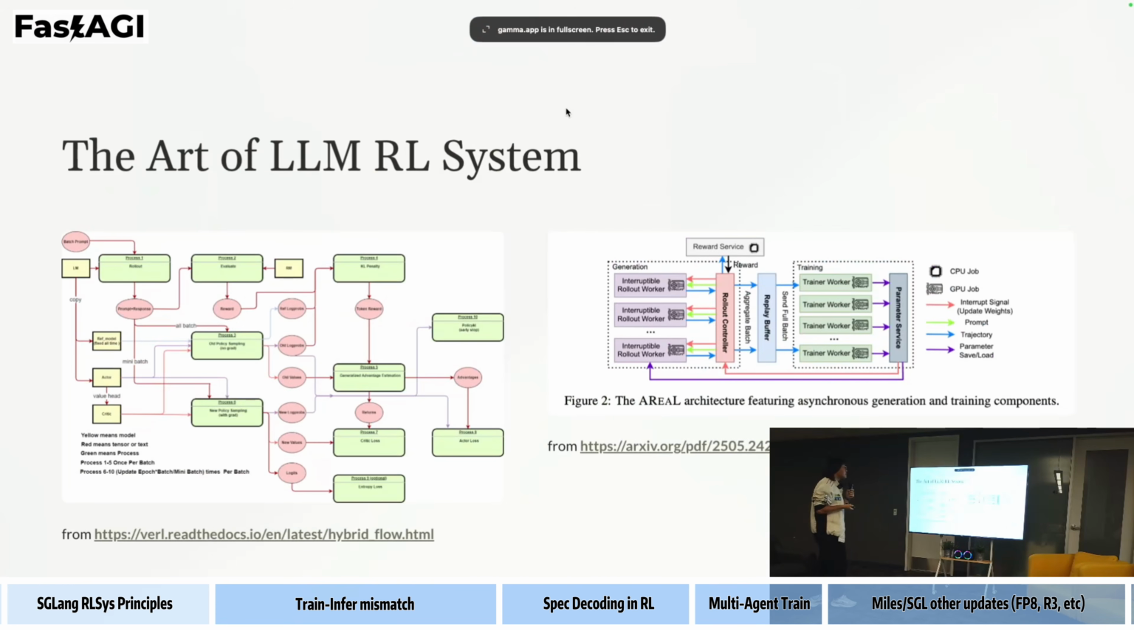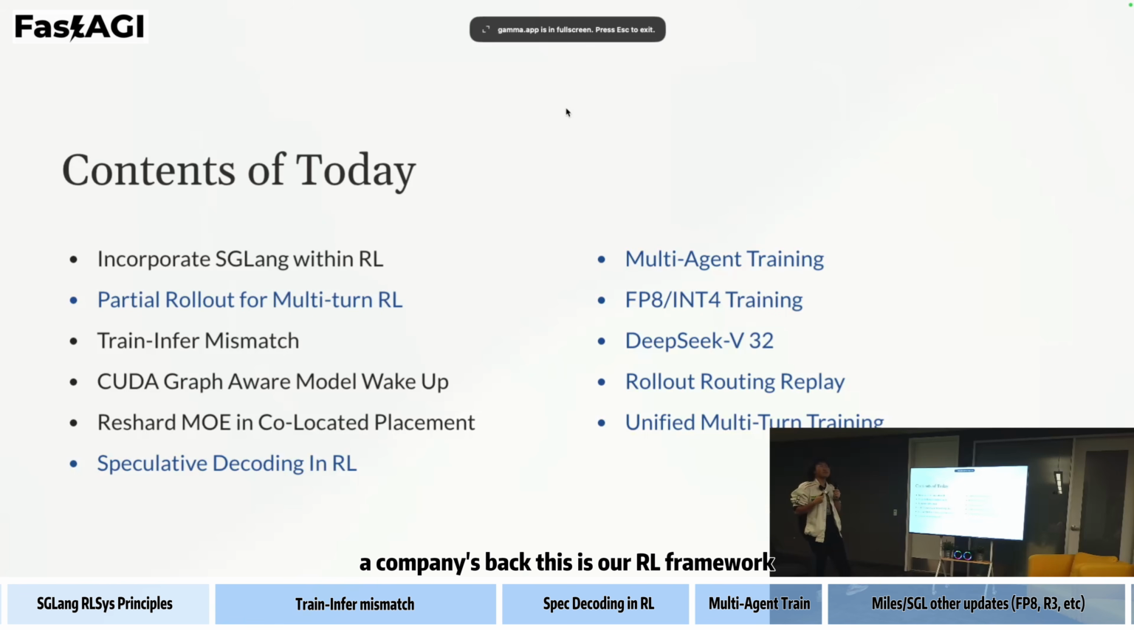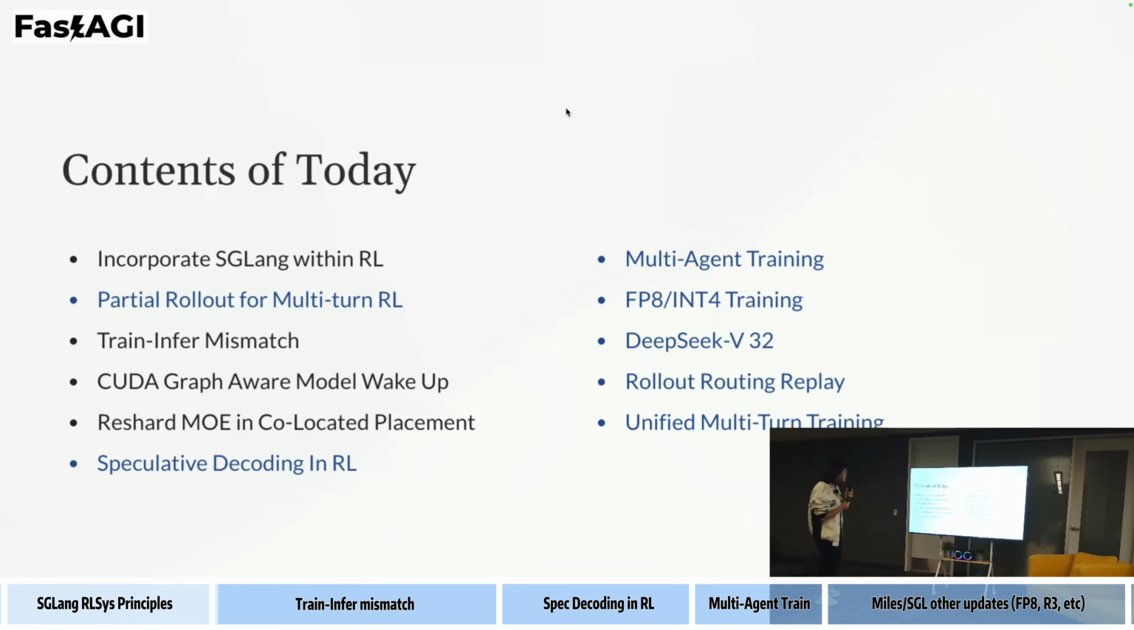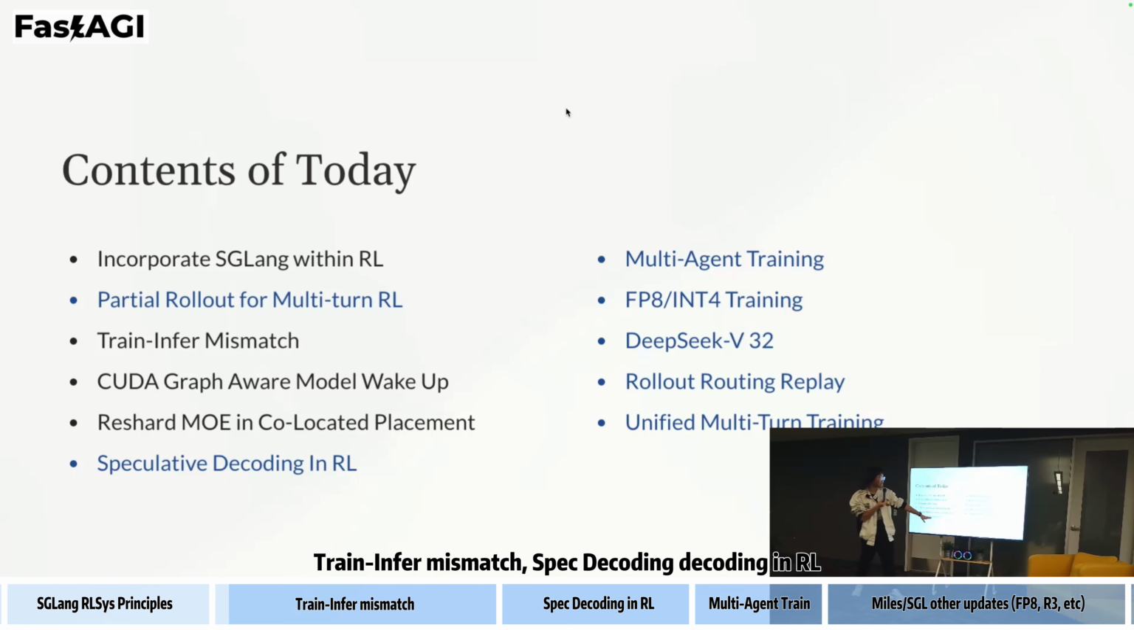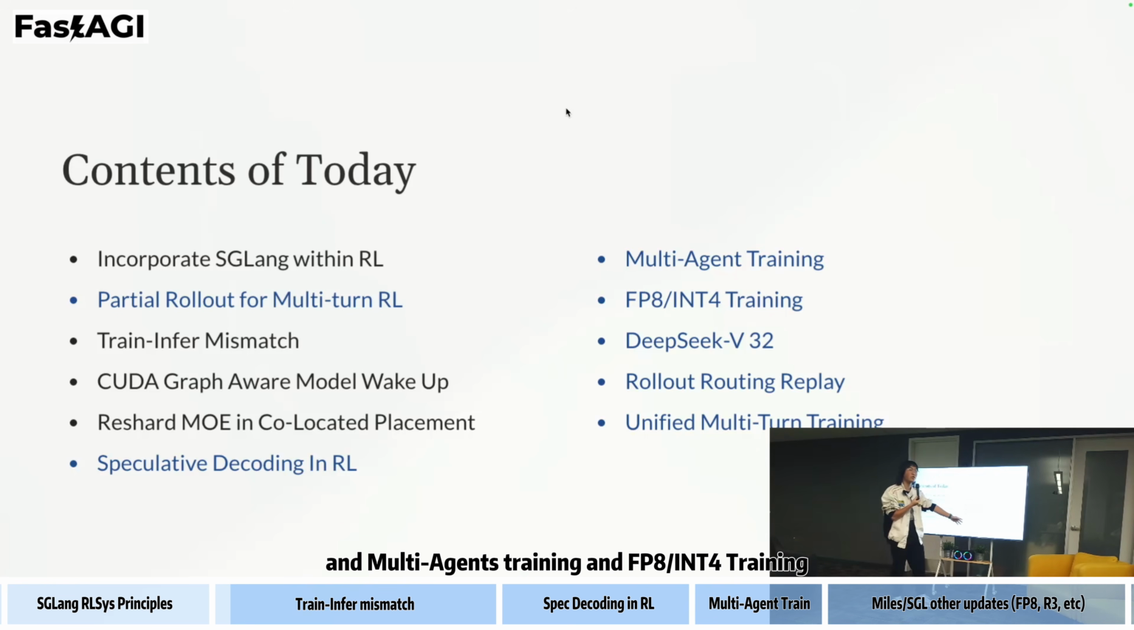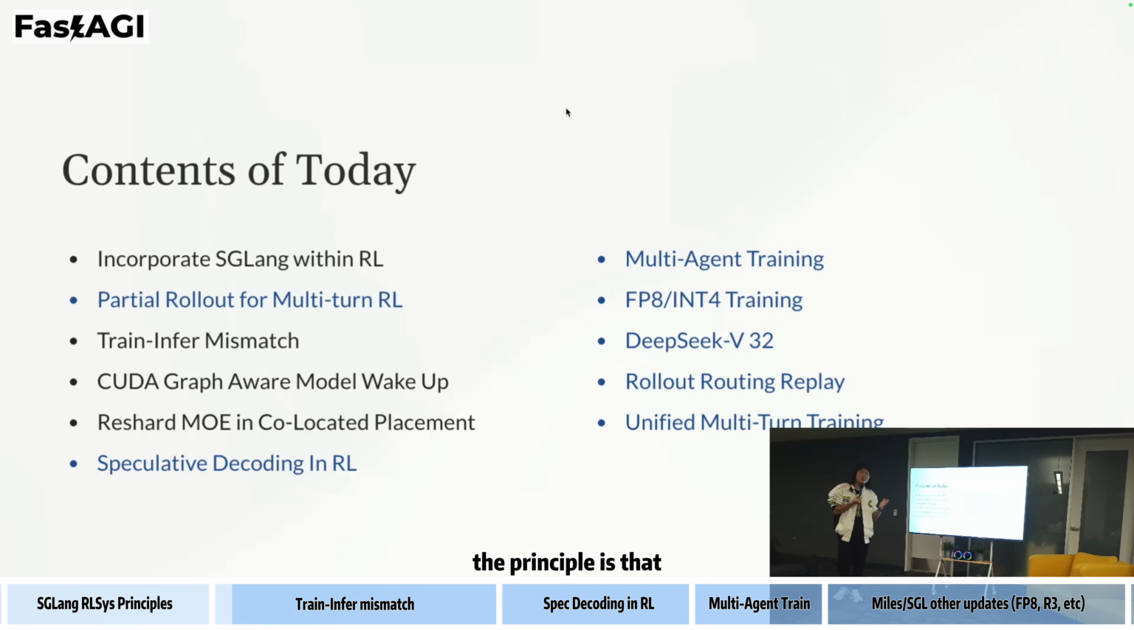So, coming back, this is our RL framework, and these blue lines are what I want to share today. I think this one is line one. The first and the second have been described in other places many times by myself. So I'd like to introduce training-inference mismatch, speculative decoding RL, multi-agent training, and FP8 training, whatever. The principle is that there's no invasive modification, so everything moves much faster than we expected.